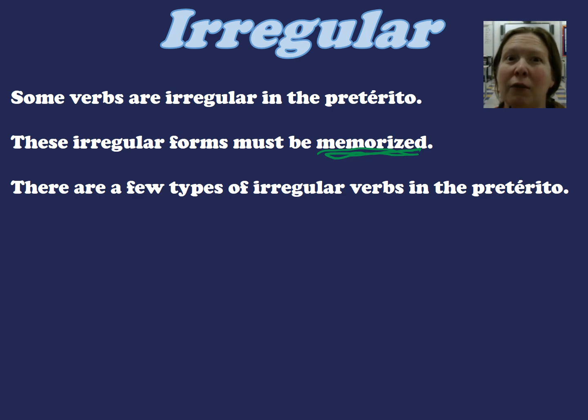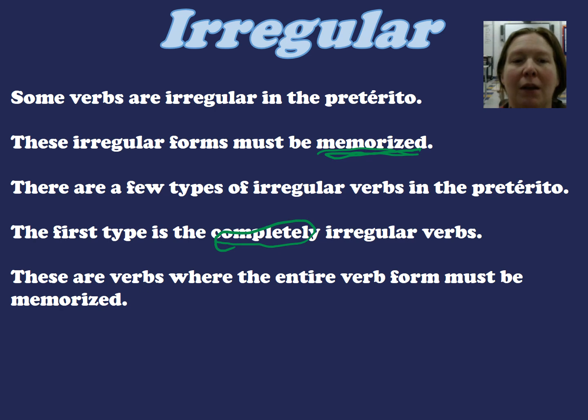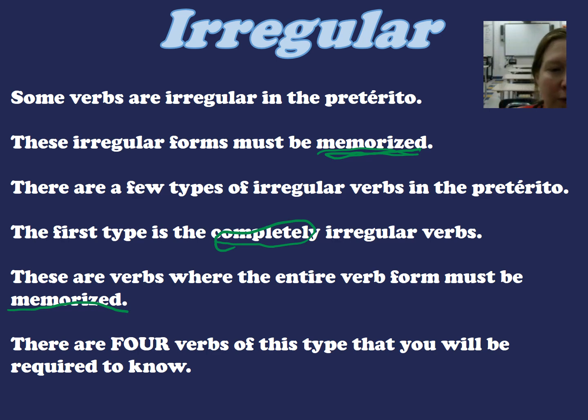There are a few types of irregular verbs in the pretérito. The first type that we're going to go over is those verbs that are completely irregular. This means that they don't just have a spelling change. They don't just have a change here or there. They're actually a completely separate form. These are verbs where the entire verb must be memorized. There is unfortunately no trick. You just have to memorize the verb. There are 4 verbs of this type that you're going to be required to know. So we're just going to go over those 4 today. There are other types of irregular verbs that we will go through next time.